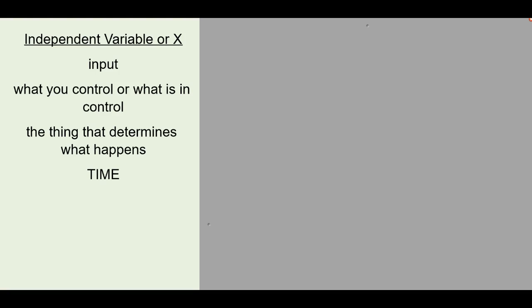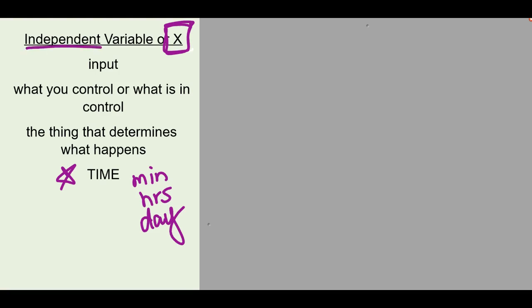Okay, so you have a spot on your paper where it says independent variable. Kind of put all of this down. This is all important to know about the independent variable. In the parentheses, independent variable is always the x. X is the independent variable. So we think of in a story problem, the independent variable is going to be the input. It's what you can control or what's in control. It's the thing that determines what happens. And, put a star by this one, the independent variable oftentimes is time. So an example would be minutes or hours or days or years. If that's in your story problem, that's probably the independent variable. Okay, so we'll go over lots of examples, but have this written down on your paper.